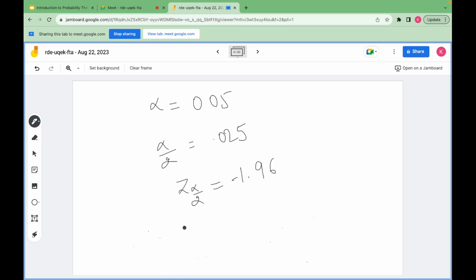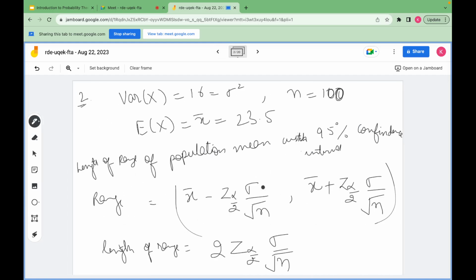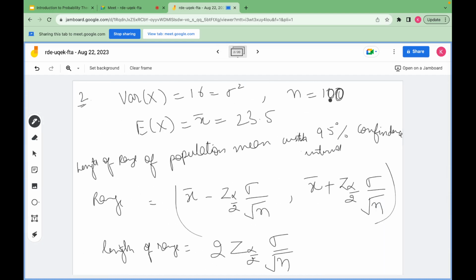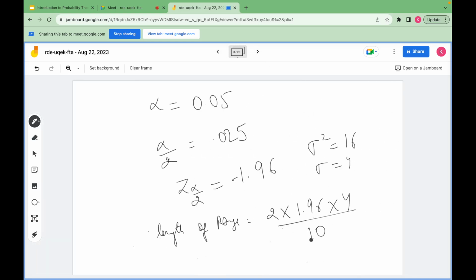So the length of range will now be 2 into 1.96 into sigma. Sigma is 4 because sigma squared is 16, and n is 100, so root n is 10, divided by 10. This will come out to be 1.568. This is the length of range.